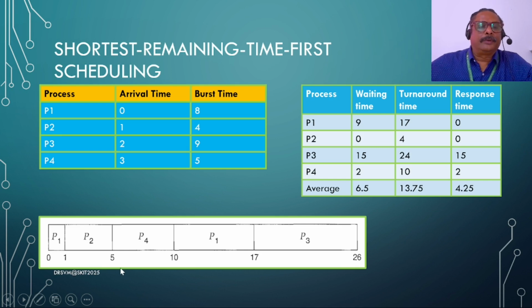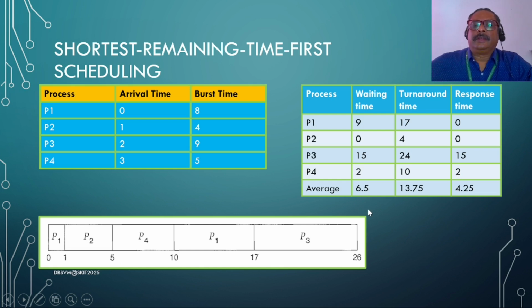And as far as P4 is concerned, it has come at 3 and it starts working at 5, therefore 2 units of time it had to wait, and then P4 completed at 10, it had come at 3, so it should have been 7, sorry, so the turnaround time is 7 units, and response time it had come at 3 and it was recognized at 5, so the response time is 2.